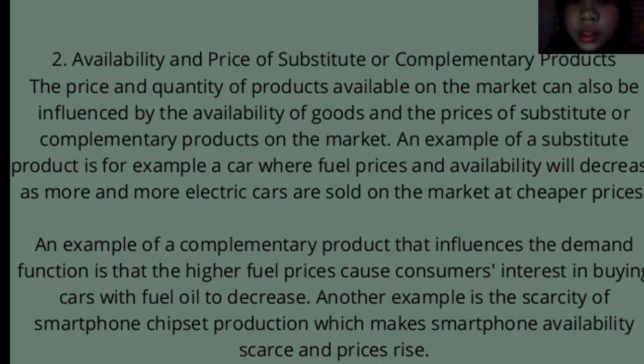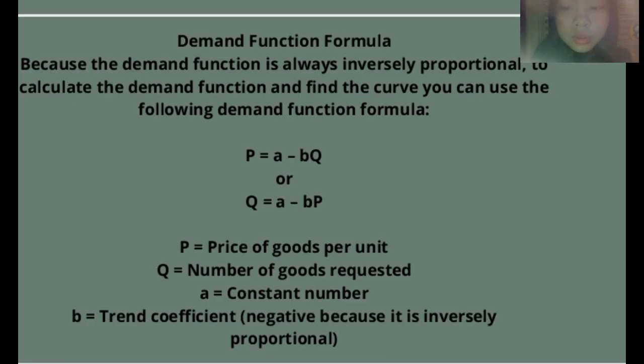An example of a complementary product that influences the demand curve is that a high price allows consumer interest in buying cars to drop. Another example is the scarcity of smartphone chip production, which makes smartphone availability scarce and price rise. The demand curve is always inversely proportional. To calculate the demand curve and find the curve, you can use the following demand curve formula.